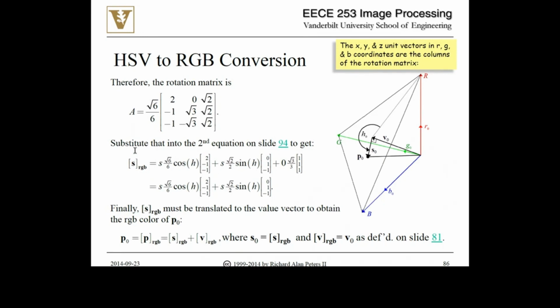Yeah, that's it. And what is the color? Because this is vector S, but we don't want S. We want the color of P0. So P0 is S plus V. You may remember S is here. So it is V plus S is P0. So now we have our color.